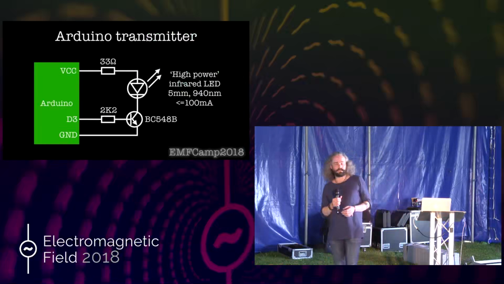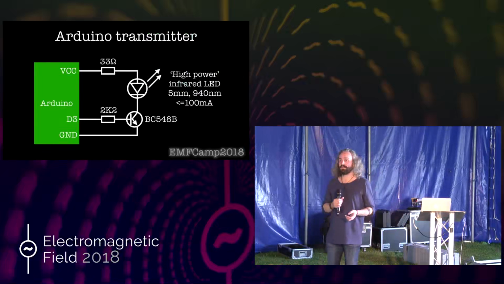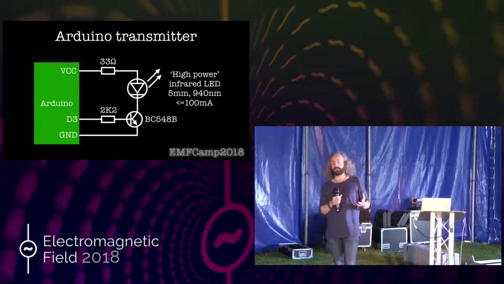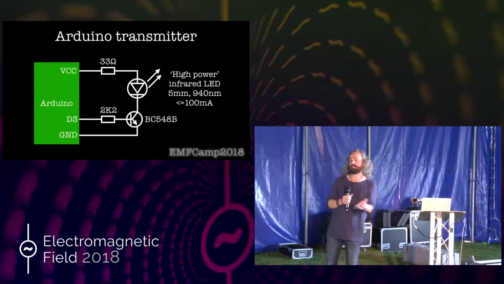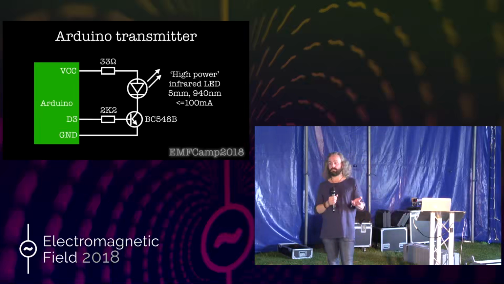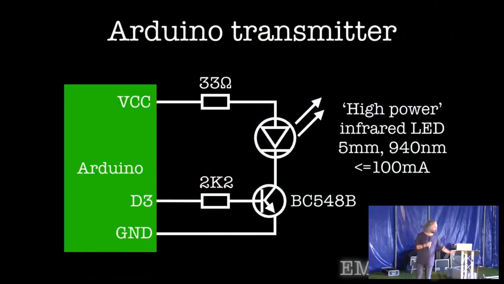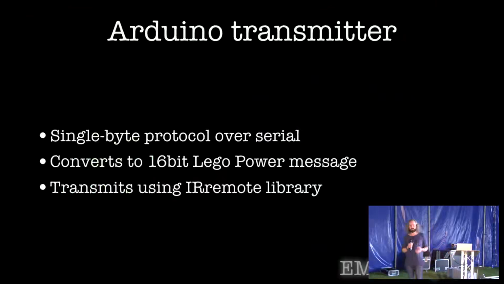So I banged together a circuit on an Arduino, and it's simply a high-power infrared LED with a transistor circuit to drive it. Coming off pin D3, which is important because I was using the serial control, the IR remote library, sorry, to actually transmit the data. And that always uses pin 3 on a Nano or a Pro Mini.